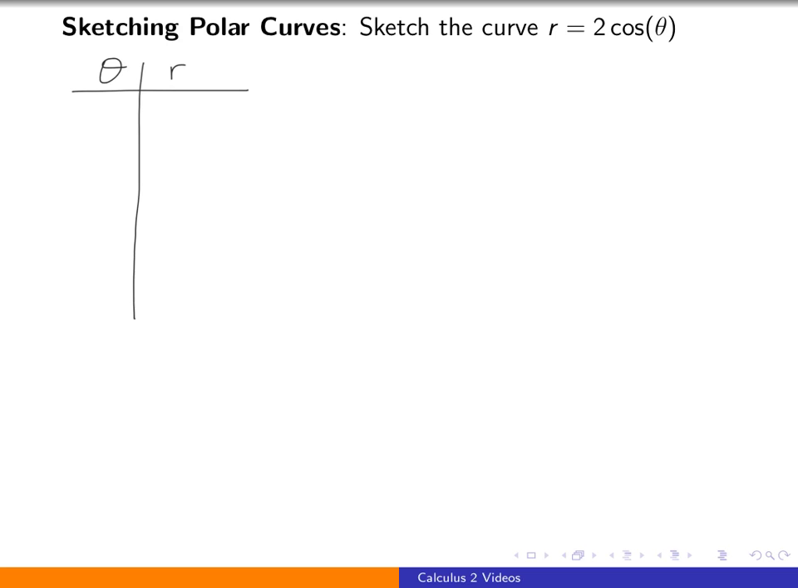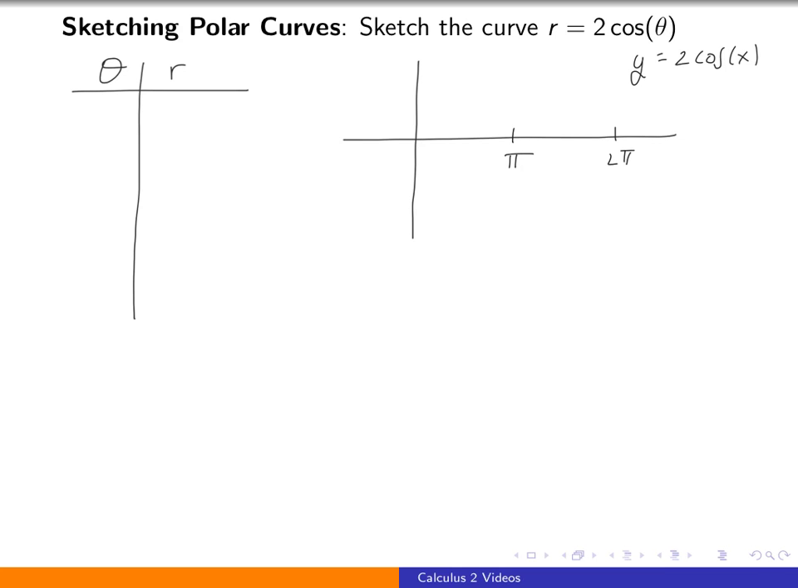Now, a way to help us fill up this table is to first sketch a Cartesian representation of this. So if we sketch the Cartesian curve y equals 2 cosine x, note this is not the polar curve we're looking for, it's just going to help us get there. If we look at this curve from minus pi to pi, 2 cosine x is the cosine curve where we just adjust its height above and below the x-axis, i.e. its amplitude to be 2.